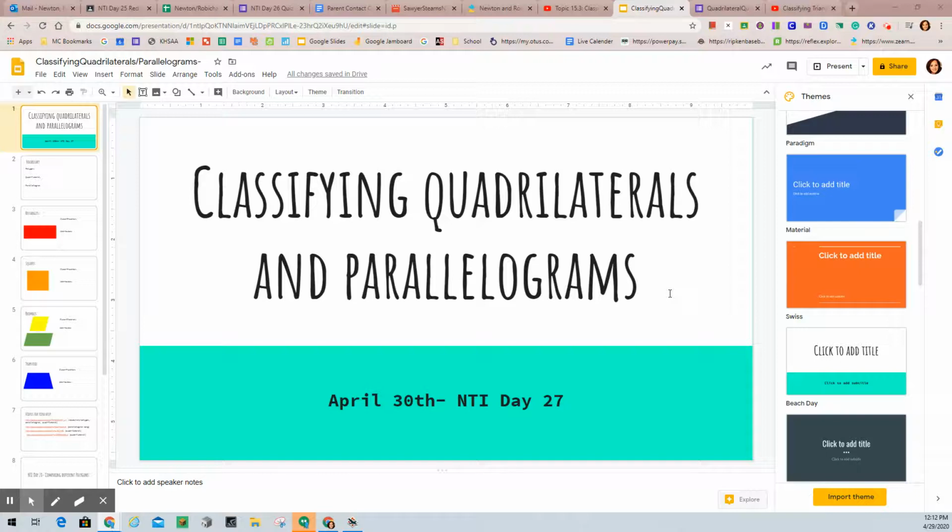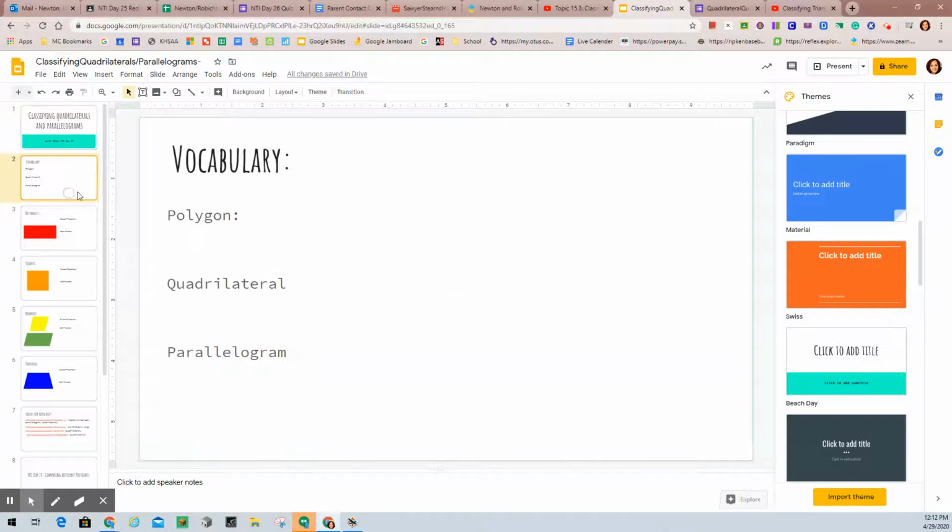Happy Thursday, everybody. It's NTI Day 27, April 30th, and we are going to be looking at classifying quadrilaterals and parallelograms. Right now, that doesn't mean a lot to you because you don't know what the word quadrilateral or parallelogram means. So we're going to dive into that first, that rich vocabulary.